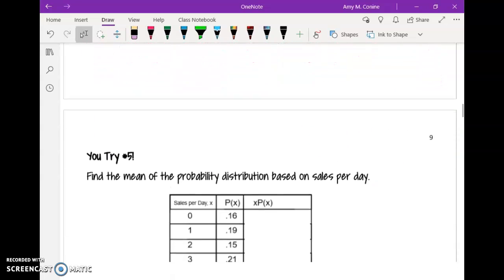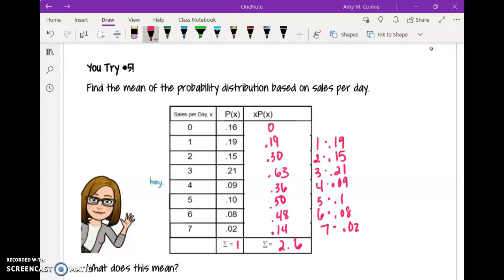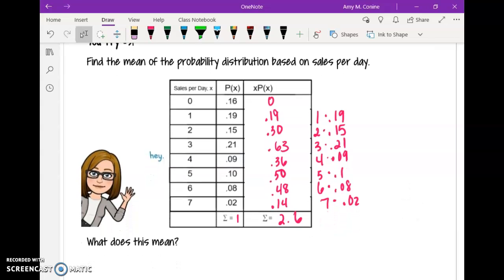All right. So go ahead. I want you to try number 5. I'm going to pause and then I'll have answers on here. All right, so when you finish your problem, you should have these probabilities from the multiplication that we talked about over here. And when you add them up, you should have 2.6.